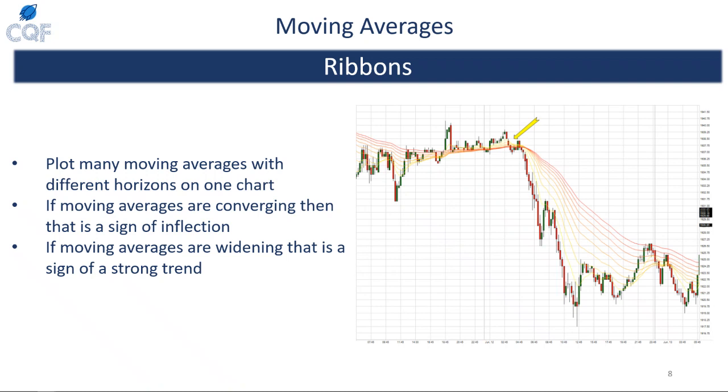So if the moving averages are converging, where you see that yellow arrow on the chart, that means there's a potential for a trend reversal. If the moving averages are pulling apart, then that is a confirmation that the trend is very strong.